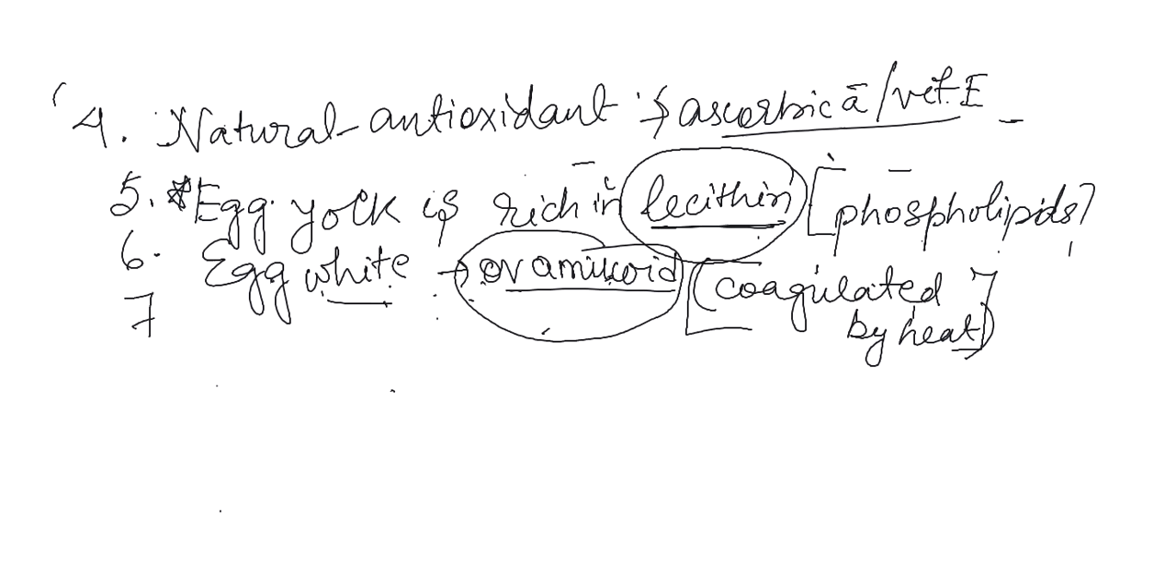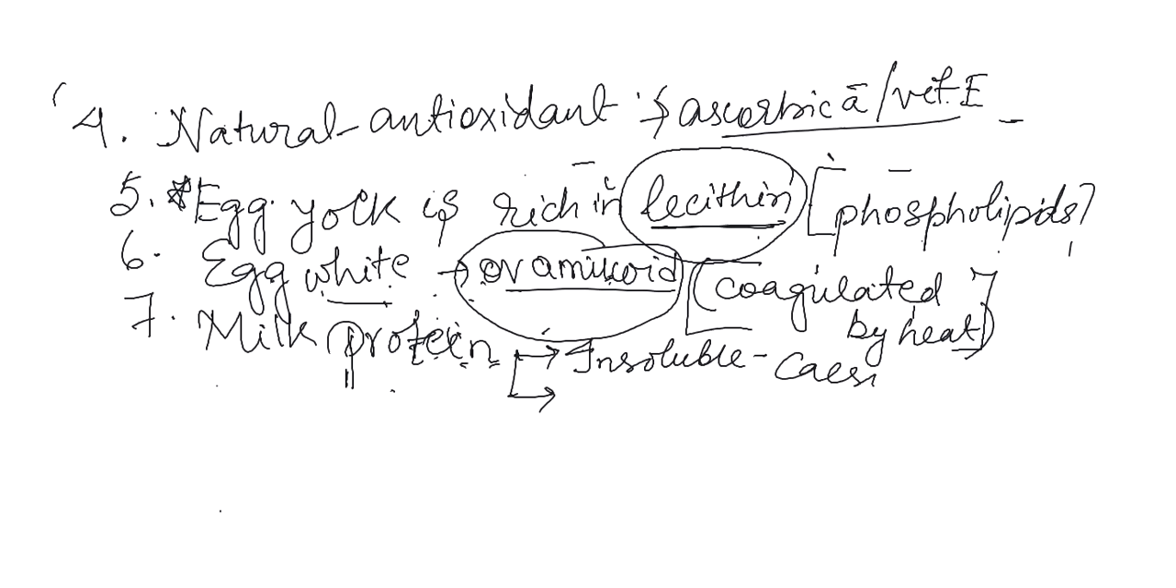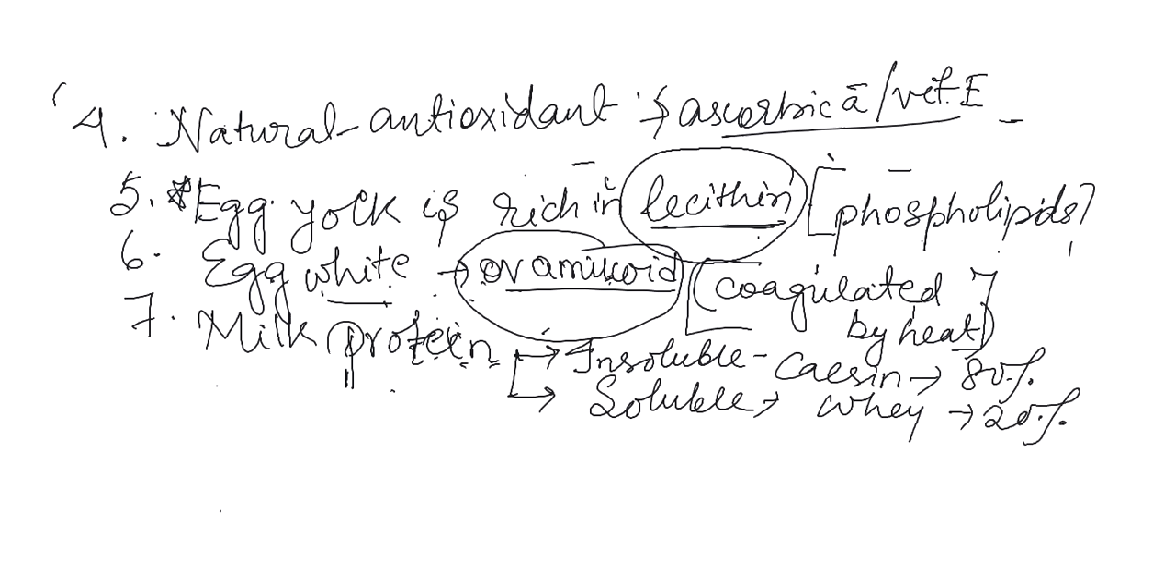Okay. Seventh question. Milk is having protein. We all are aware that milk is rich in protein content. But what is the percentage of the protein? This is a very frequent question in a dairy industry interview. So milk is having two types of protein. One is the insoluble one, which is called casein, and that constitutes 80% of the milk protein. Another is the soluble one, which is whey, and that is having around 20%. So we can say that this is about the milk protein.